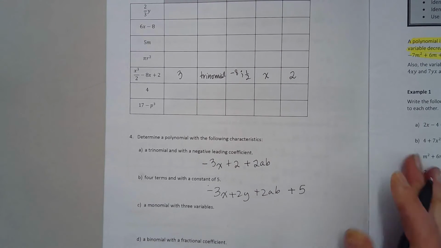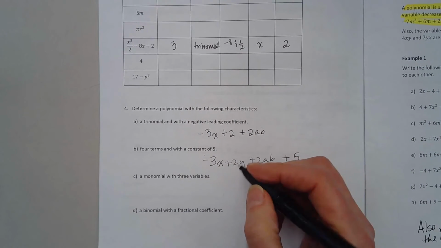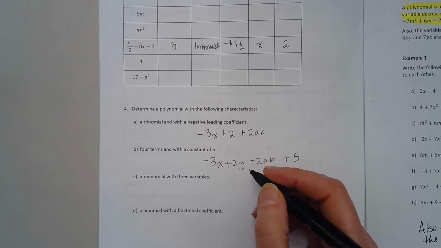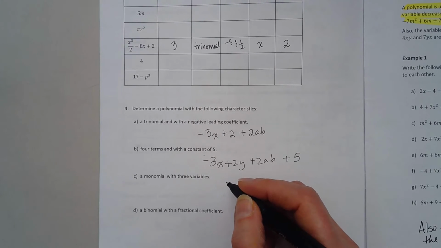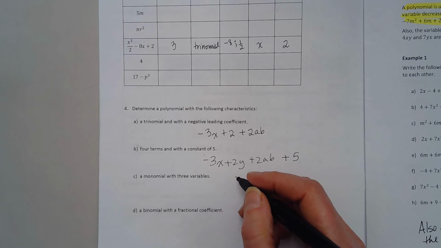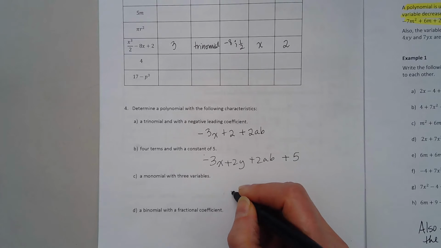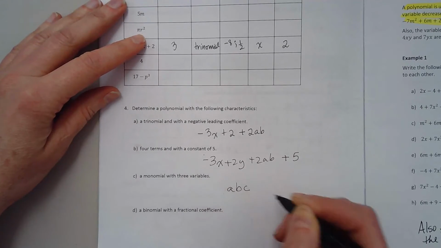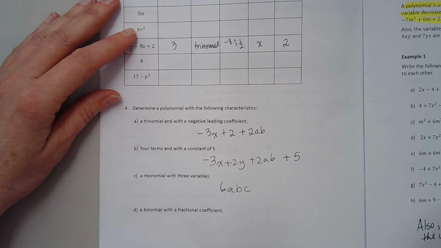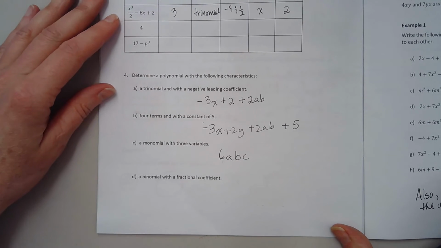Monomial with 3 variables. Someone other than Delmar. No offense, Delmar, but you've already answered a couple of times. No, that's good. I'm going to challenge someone else. Give me a monomial with 3 variables. What are the first 3 letters of the alphabet? Come on, you guys. A, B, C. Okay, there's a monomial. I'll give a coefficient of 6. A binomial with a fractional coefficient.